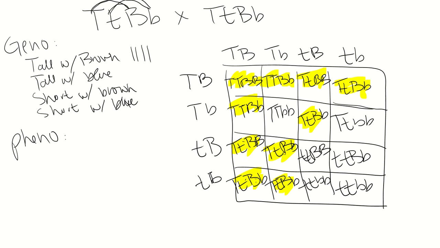Ooh, here's where I goofed. Right there, this should be tall and blue. Okay, so we have 9. Actually, you know what I should do? I should erase this. But, so we have 9 of these individuals. Then, for tall with blue, you can use blue, that'll be fun. We have 1, 2, and 3 individuals.